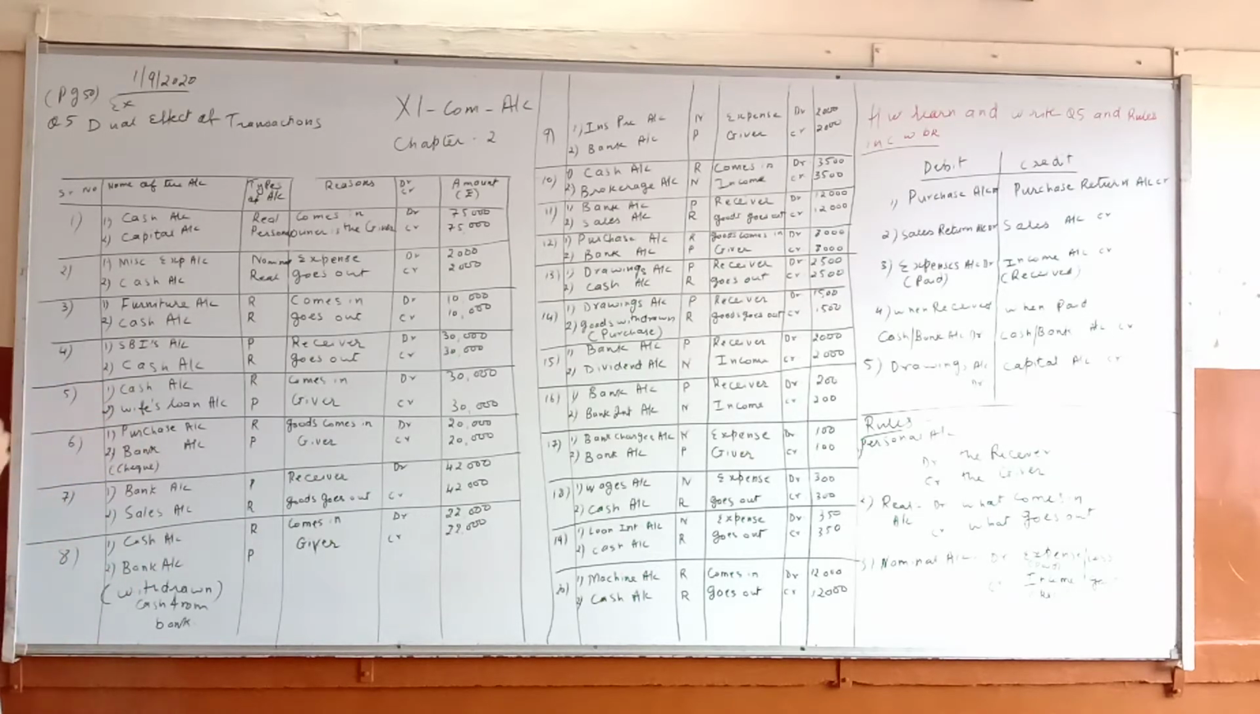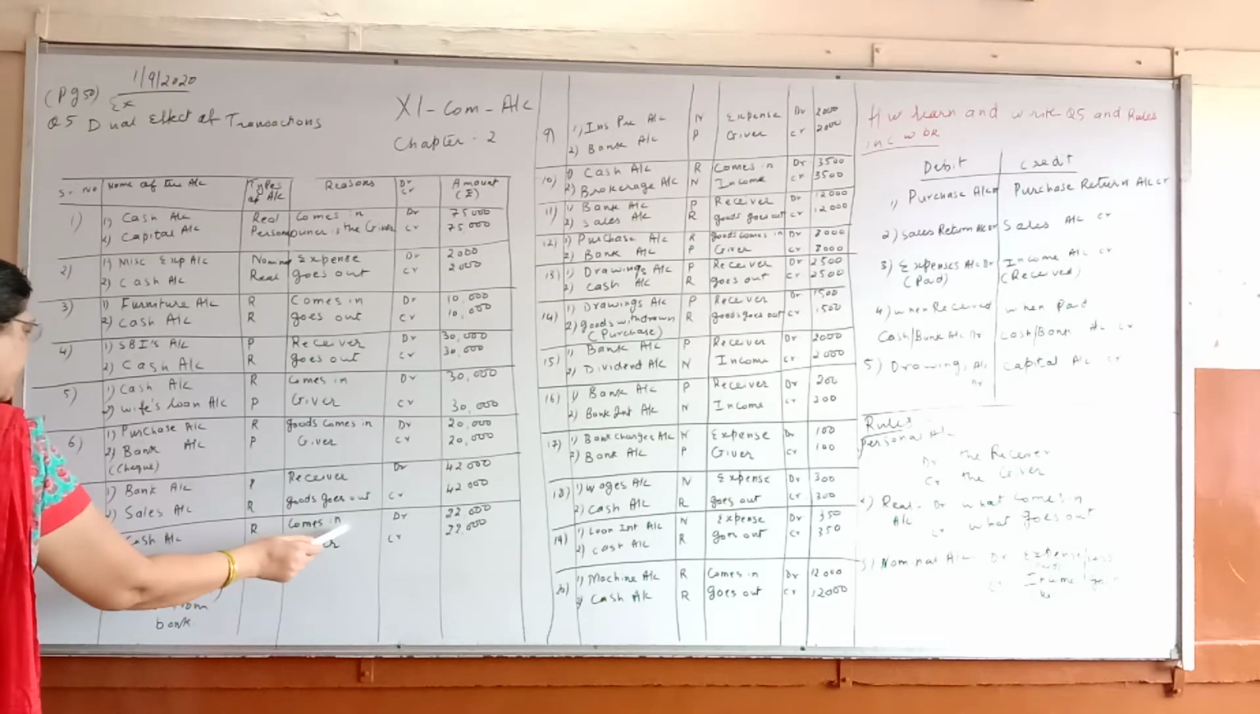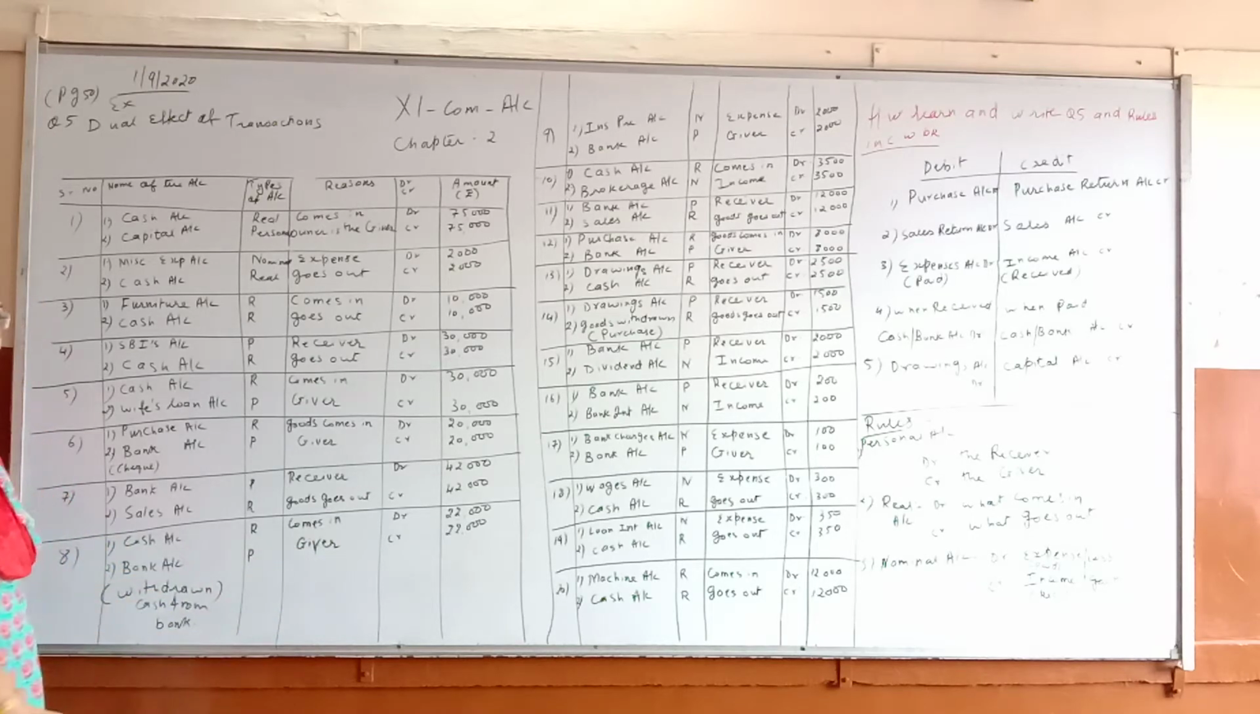Cash comes in and who is the giver? Bank. So children, cash account is a real account. Bank account, again I told you, any name will be there if it is given. If it is not given, then we have to think that bank account is a personal account always. So cash comes in and bank is the giver.